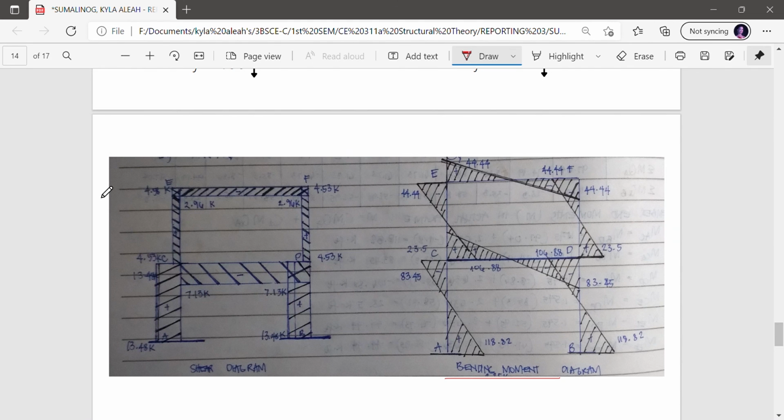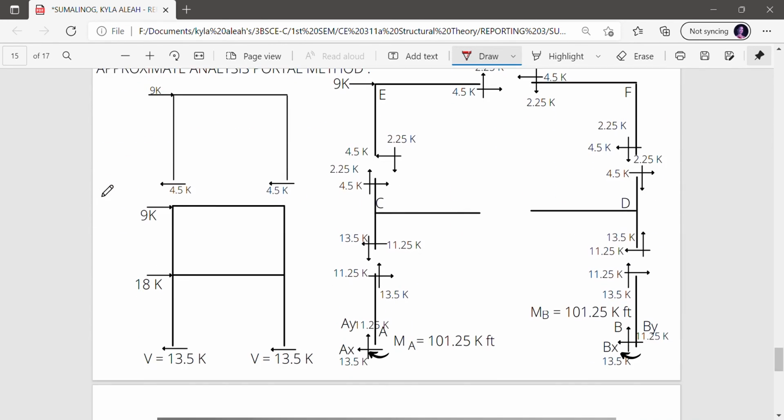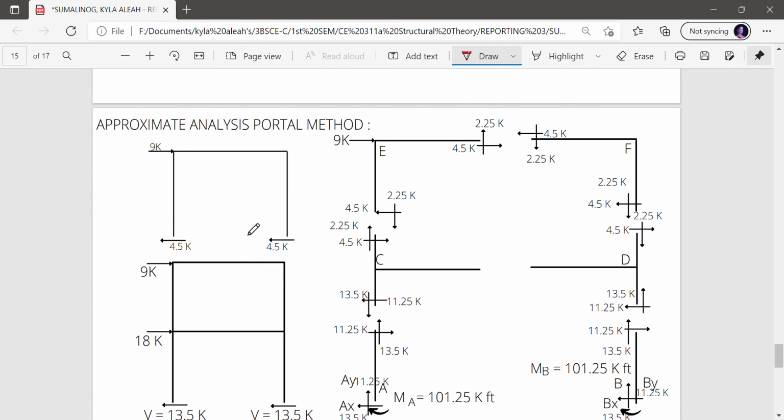Now let us try to solve it using the approximate analysis, the portal method. That will be our frame, our structure. We have here the 9k force. Disregard the value; those two are x. So 9k is the lateral force, x plus x equals 9, equals 2x, so x equals 4.5. That's how we got our values in here.